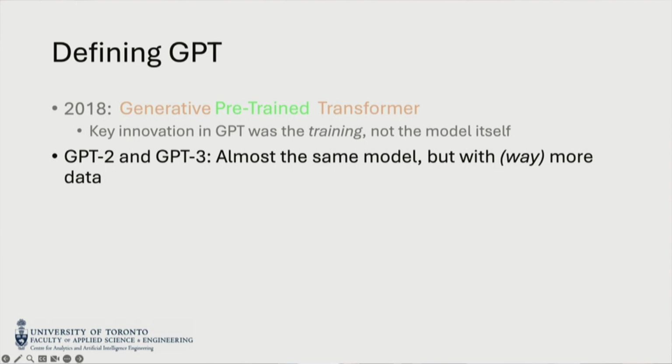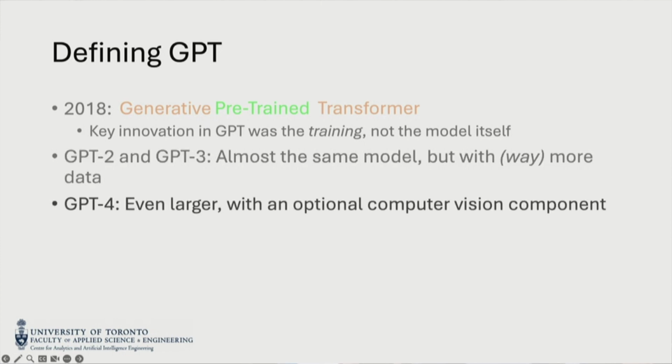GPT-4 is trained with even more data than that. They've stopped telling us even how much it is. And it contains an optional component that allows the model to potentially recognize the content of images. They haven't actually described a lot about how that works, but it's something that they've alluded to.